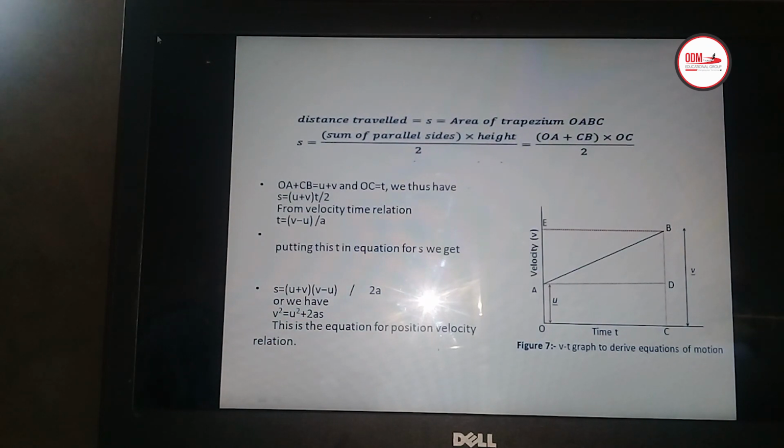The first equation is v = u + at. The second equation is s = ut + half at square. And the third equation is v square = u square + 2as.